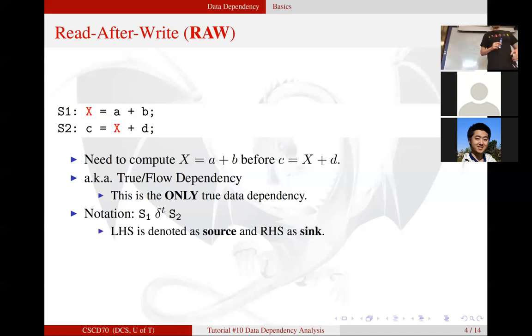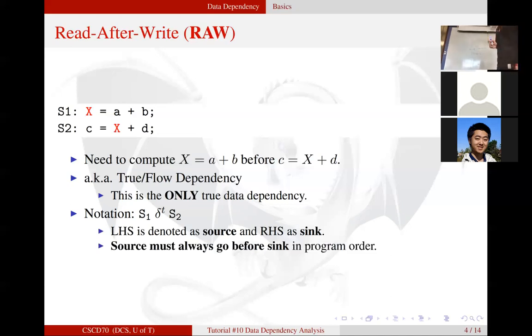So what can we observe from here? Well, our observation is that the left-hand side of the dependency must go before the right-hand side in terms of program order. This is really important, and we'll keep iterating through this in the later slides, because it is read after write. And when it comes to the notation, the left-hand side must always go before the right-hand side.